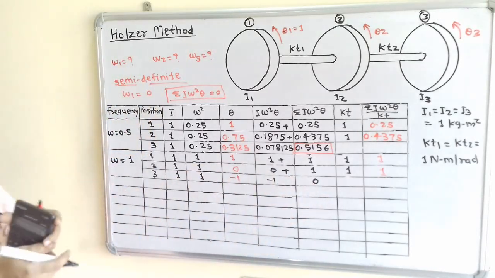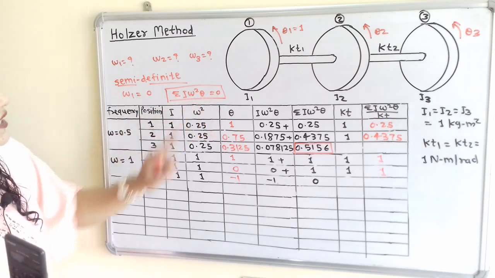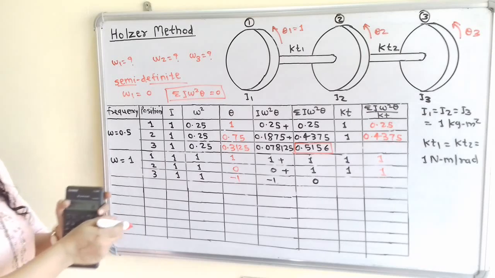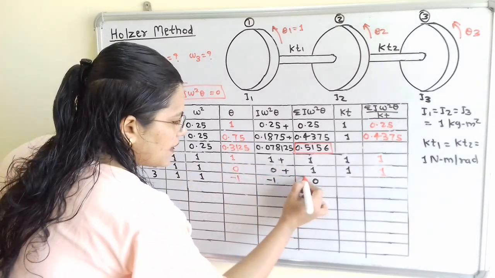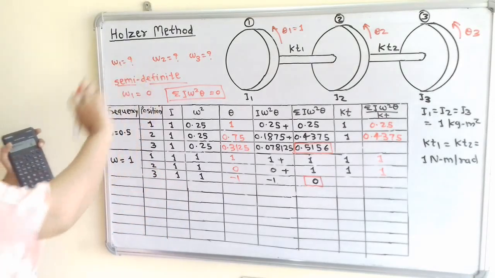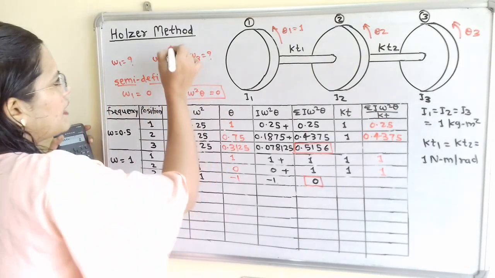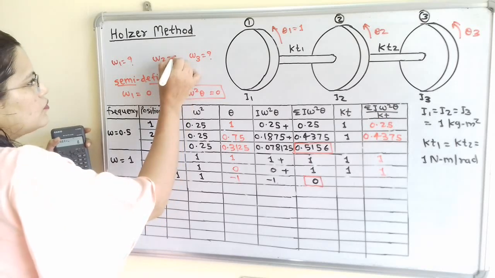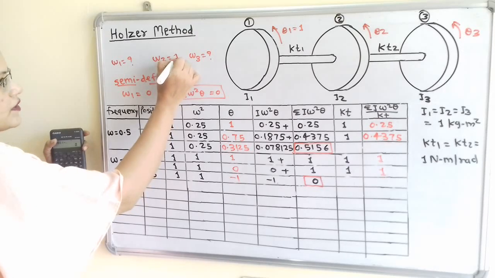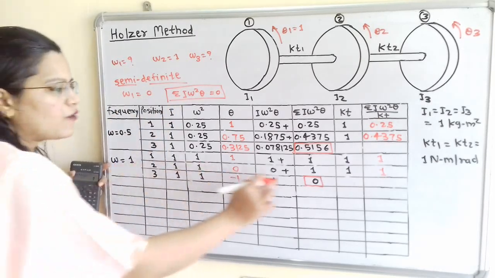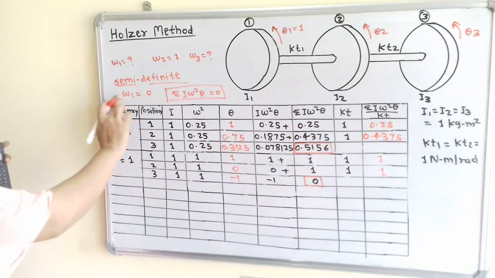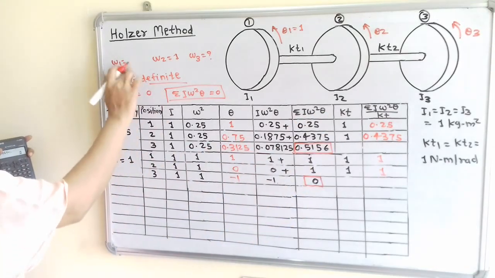Now we have to show summation of I omega square theta for the last position is equal to 0. So if we observe, here we get this value 0. So we can say that the next frequency, that is omega 2, is equal to 1, because for frequency 1 we get this summation of I omega square theta equal to 0. And omega 1, because of the semi-definite system, is 0.